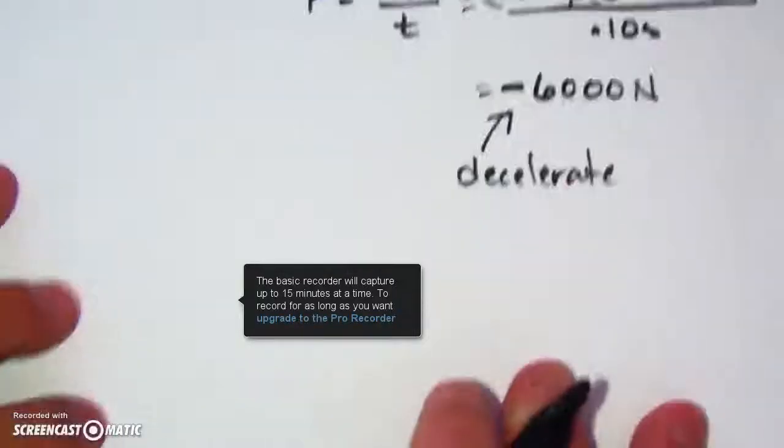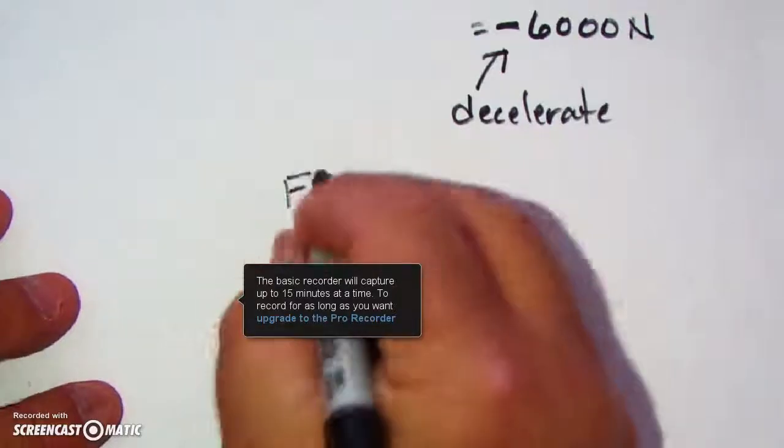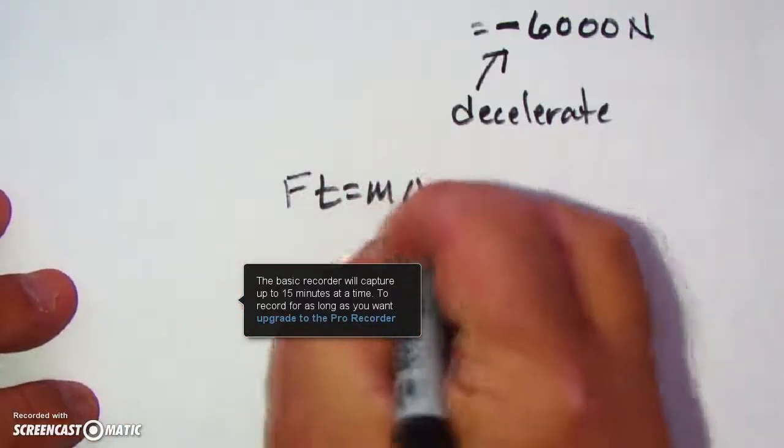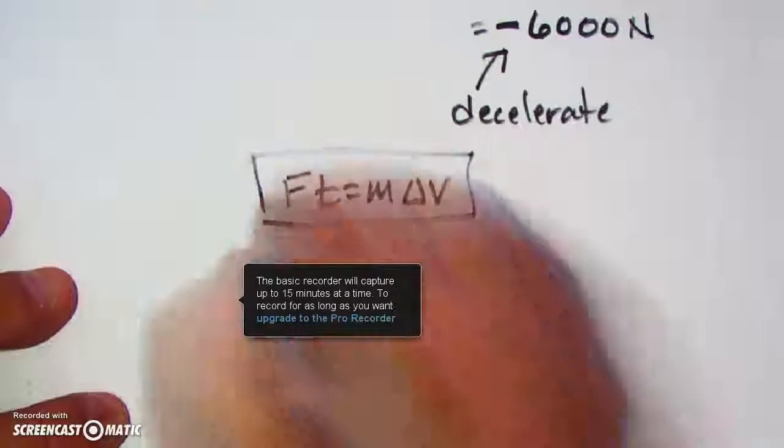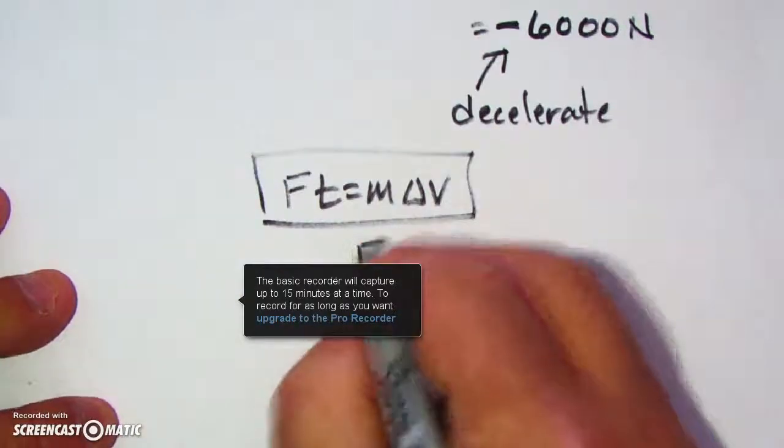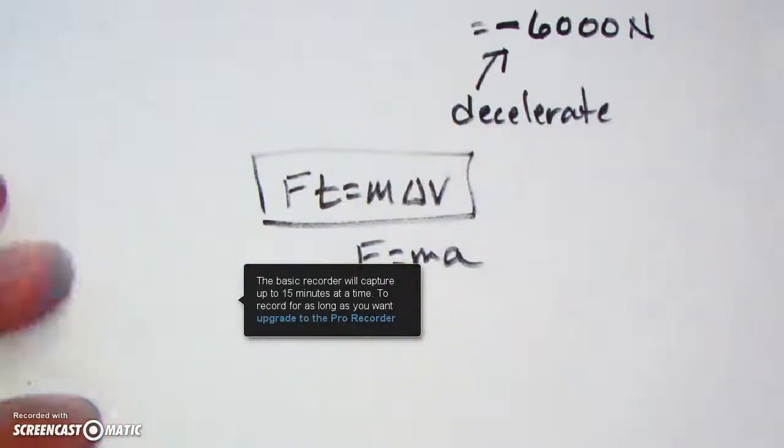Remember, Ft is equal to m delta v. Kind of an important equation. It helps you a lot. Remember, it really comes out of F is equal to ma, which might be the single most powerful equation ever invented.